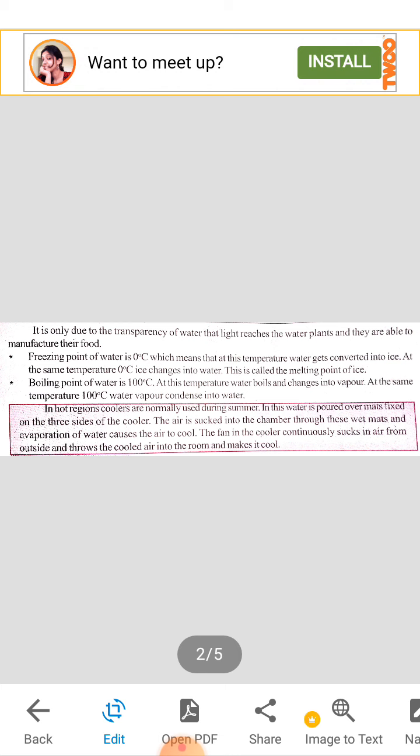So where the regions are normally so hot, what people use during summer is a water cooler. In this, water is poured over the mats fixed on the three sides of the cooler. You can also see in your normal cooler the three side mats are there. The air is sucked into the chamber through these wet mats, and evaporation of water causes the air to cool.